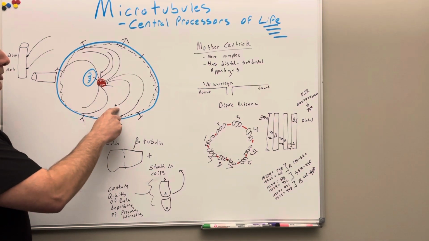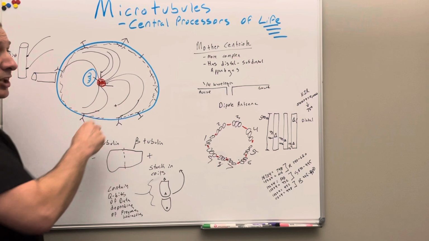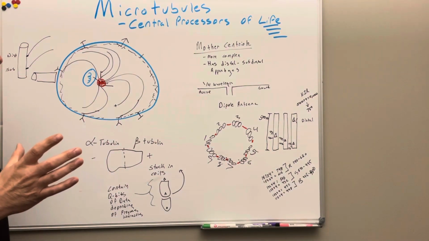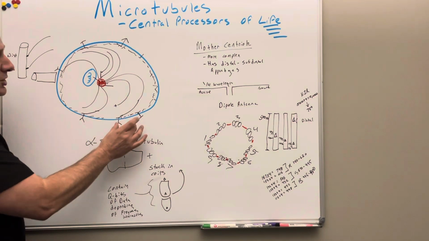These microtubules have a plus end and a minus end. They're constantly growing. They can change their lengths. This could be used in many ways. This could be used to change the shape of the cell.